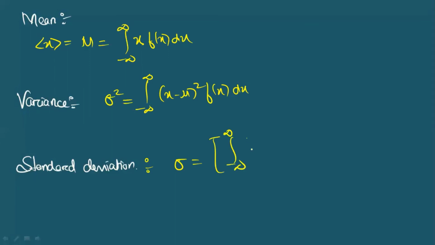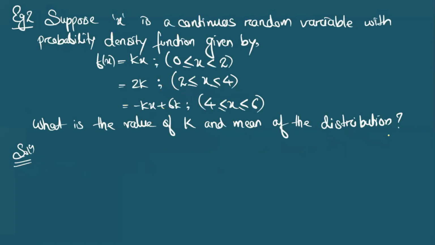Integration from minus infinity to plus infinity of (x minus mu) whole square times f(x) dx, whole to the power 1 by 2. So these are the three formulas. Using these three formulas, you can calculate the mean, variance, and standard deviation. Now let's see an example.